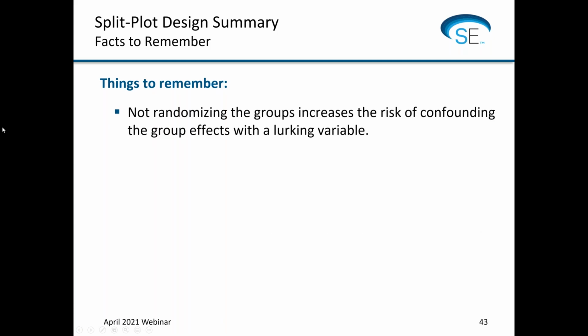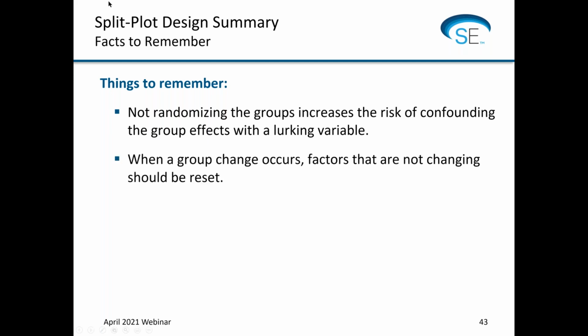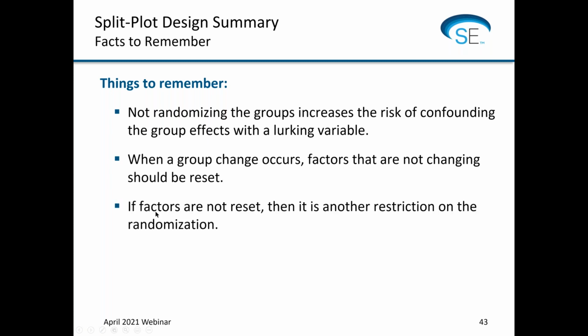Things to remember: not randomizing these groups increases the risk of getting a lurking factor, right? If something was changing over time, since we're not randomizing the hard to change factors, it's more likely that that lurking factor can get confused with hard to change factors. So it's really important when you do a DOE, but particularly when you do a split plot, to try and hold everything you're not studying constant. When group changes occur, the factors that are not changing should be reset. We talked about that. Factors not reset create another restriction on the randomization that's not accounted for in the analysis. And so you really want to make sure you reset them.